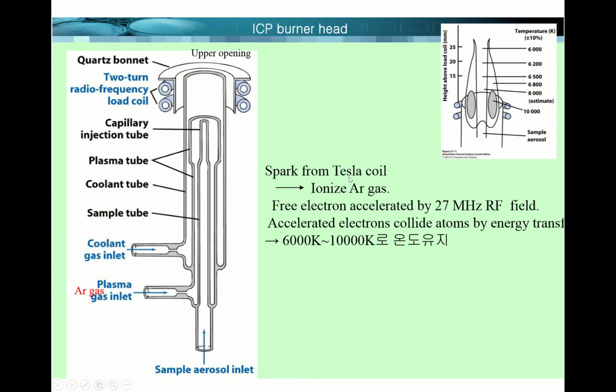This is the structure of the ICP burner head. Here is a two-turn induction coil, this capillary, this plasma tube, and coolant. Because the temperature is so high, you need coolant. And this is the sample tube. Sample aerosol is introduced through this tube, and argon gas is introduced through this tube, so argon plasma is formed.